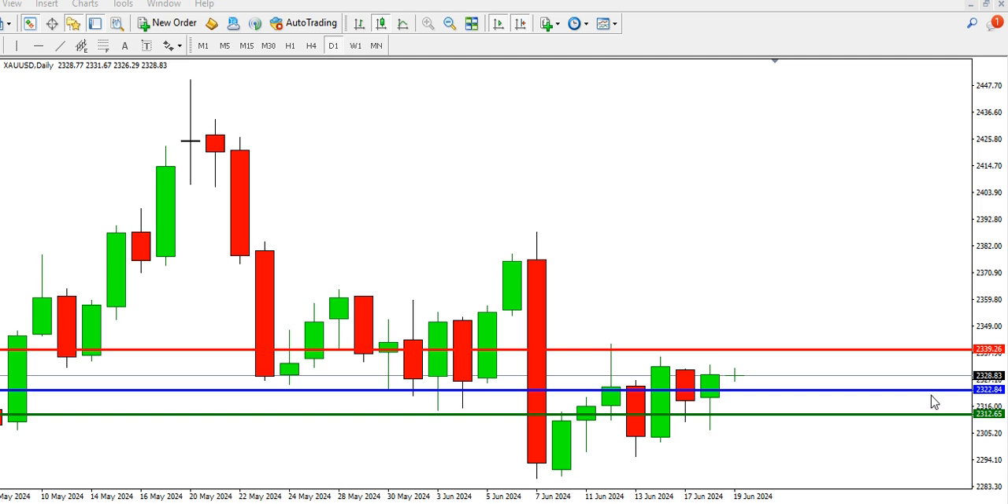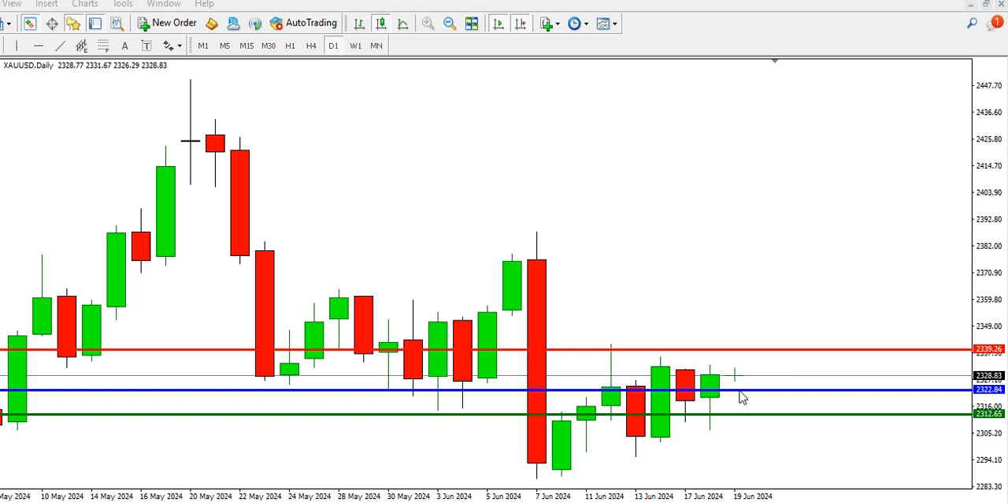Now for the pivot line, which is at 2322.8, this blue line is the pivot line for the day. It is yet to be tested. Price is between the pivot line and the first resistance. So either price tests the pivot line first before going to the first resistance, or price goes to the first resistance at 2339. Either of these will be tested. I'm talking about the 2322, which is the pivot line, or 2339, which is the first resistance.